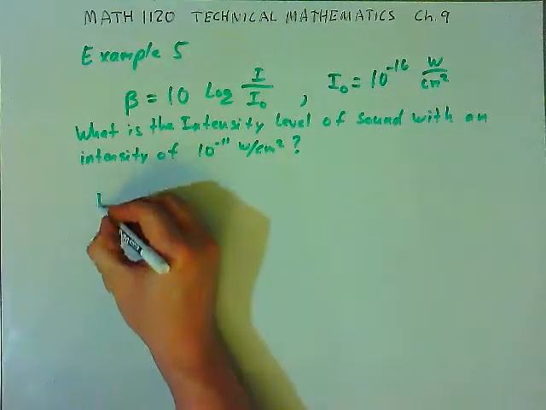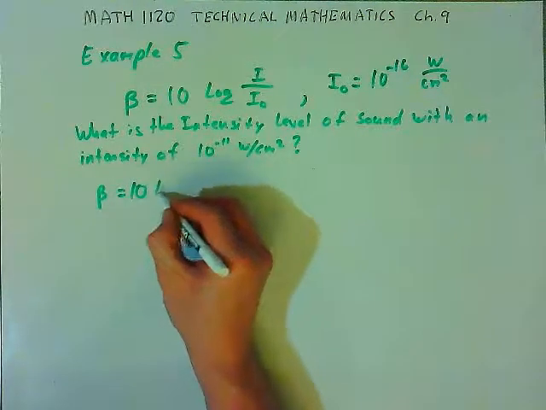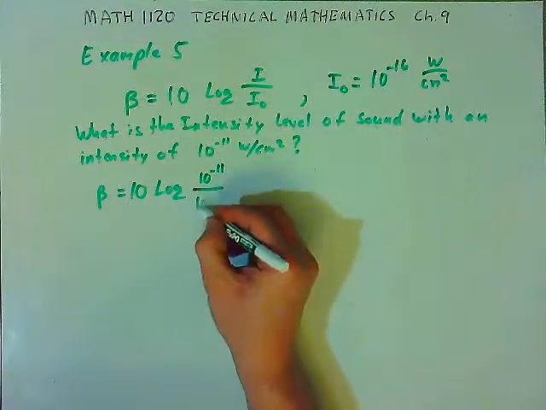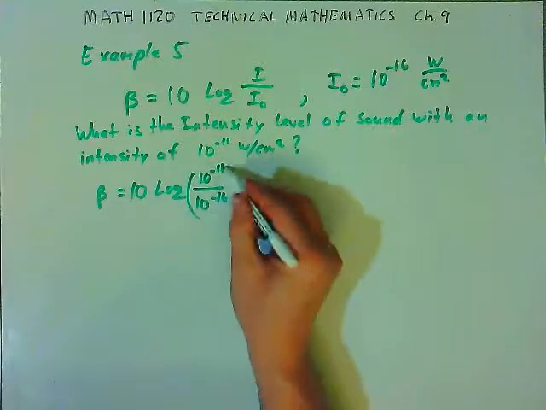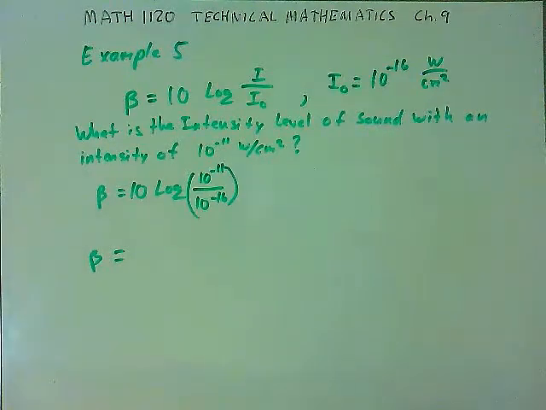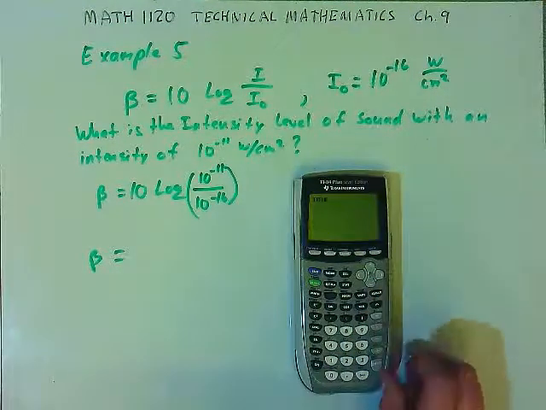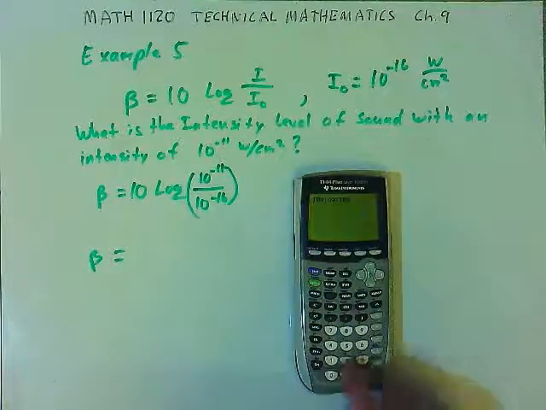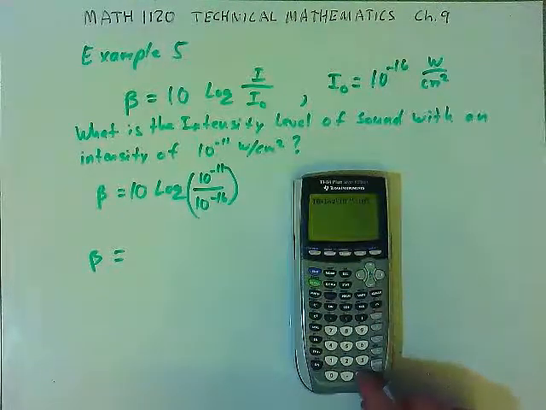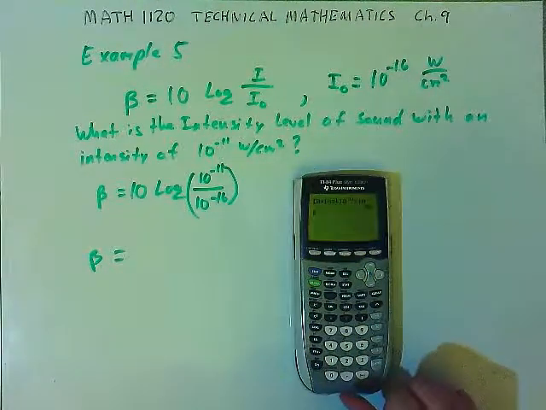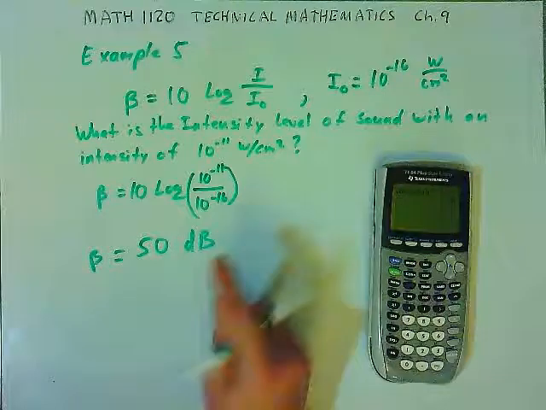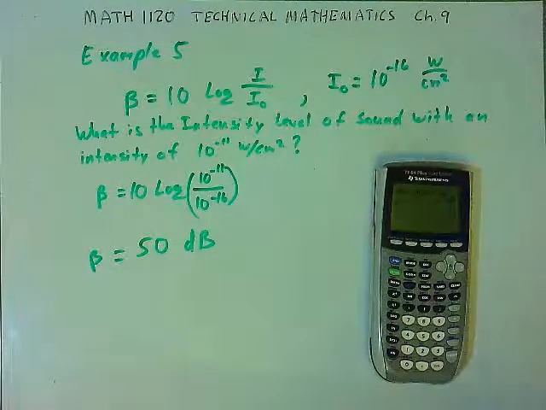And so beta will be equal to 10 times the logarithm of I, which is 10 to the negative 11th, divided by I0, which is 10 to the negative 16th. And so again, we can use our calculator to do this. We will type in 10 times the logarithm of 10 to the negative 11th divided by 10 to the negative 16th. And we get 50. And this number is measured in decibels. So this is the intensity of the sound measured in decibels.